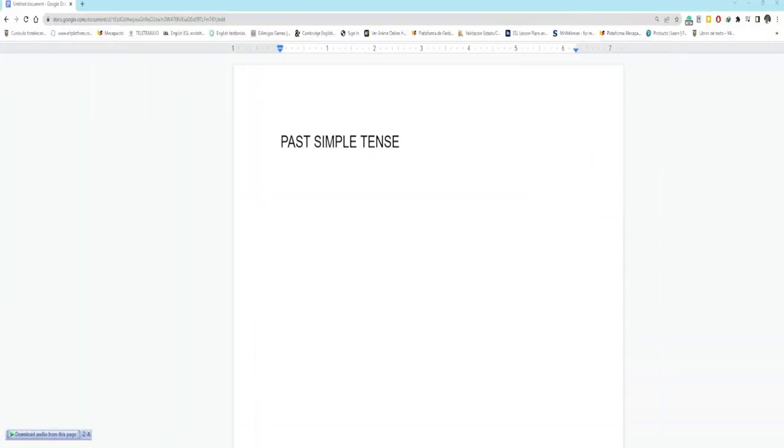Okay? So, don't forget, regular verbs. For a better understanding, please let me share my screen and I'll show you what we're talking about. Please, give me a minute.